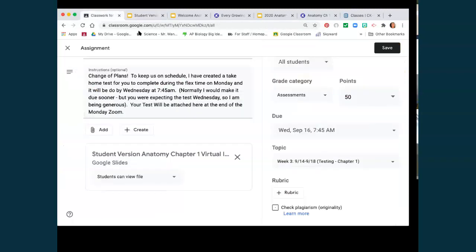Okay, so I'm going to the classwork and I am hitting save. This says that it's due Wednesday at 7:45. So you have this hour and a half, and then if you need more time, you can work on it outside of class, and you're going to turn it in before we see each other on Wednesday.